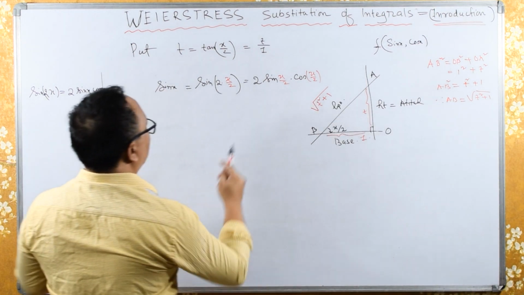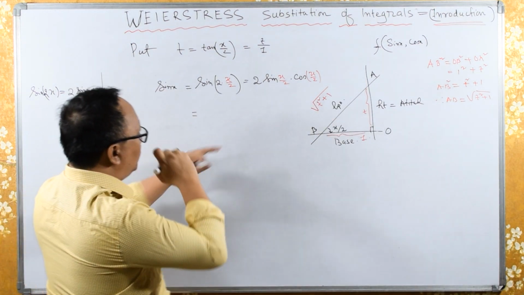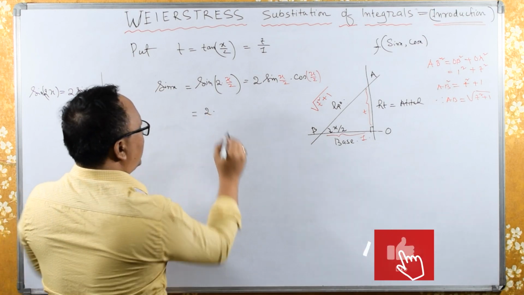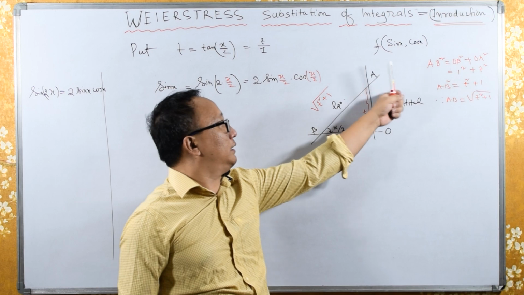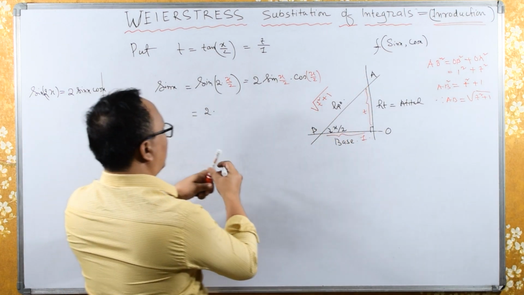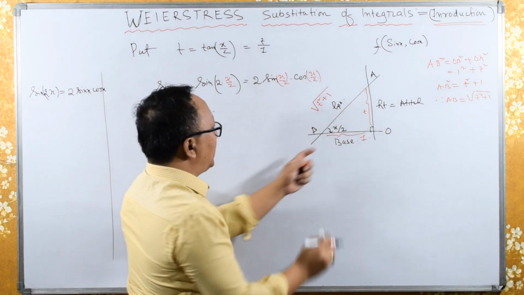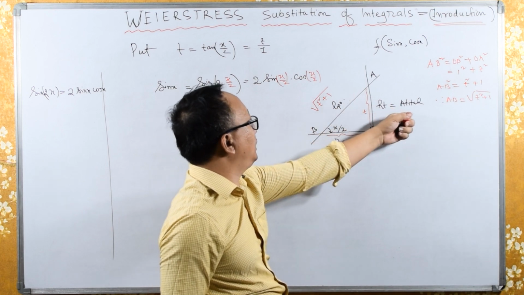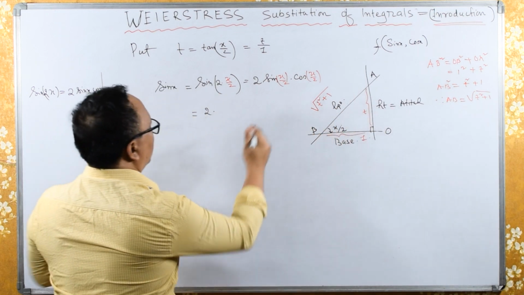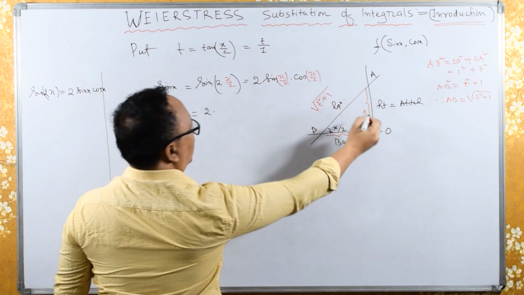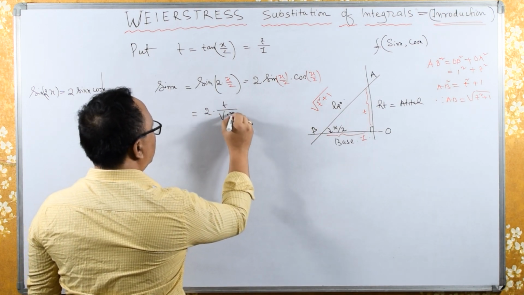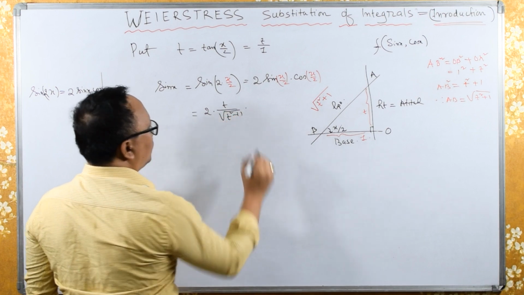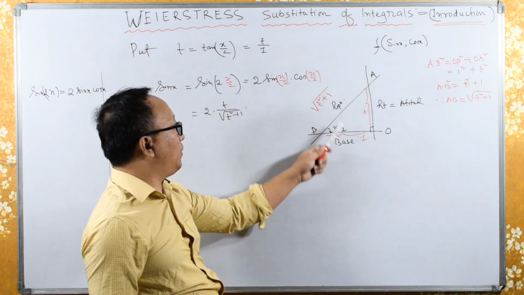Therefore, what is sin x? It is this upon this, which means sin x by 2. In this triangle, sin x by 2 is altitude upon hypotenuse. Therefore, the altitude is t upon square root of t square plus 1.